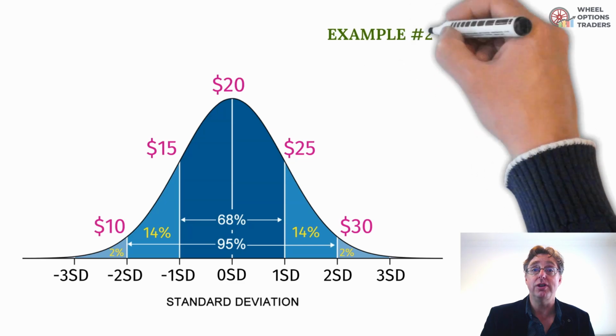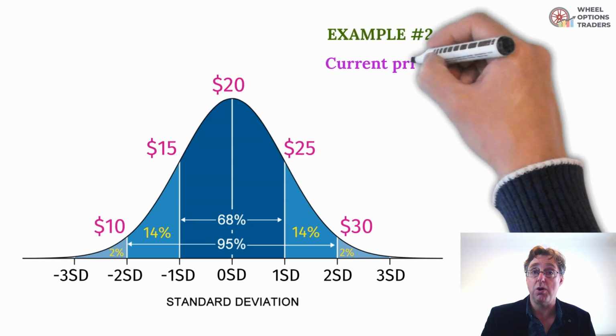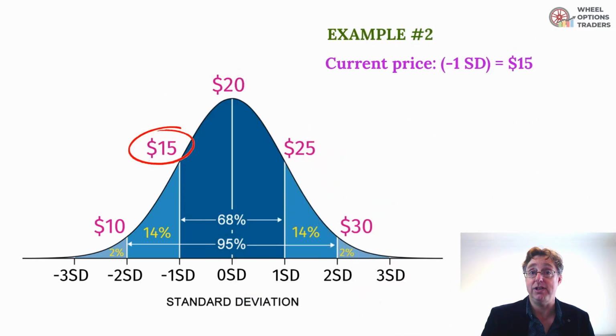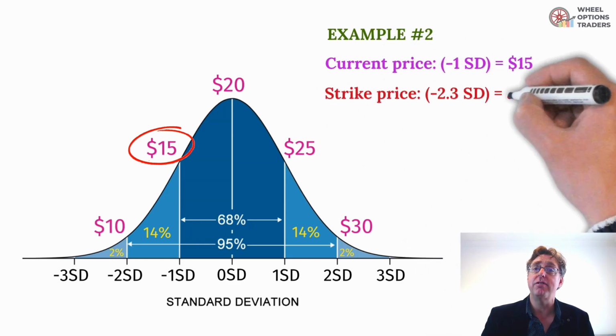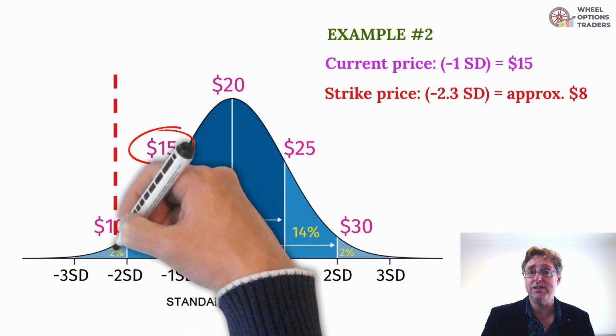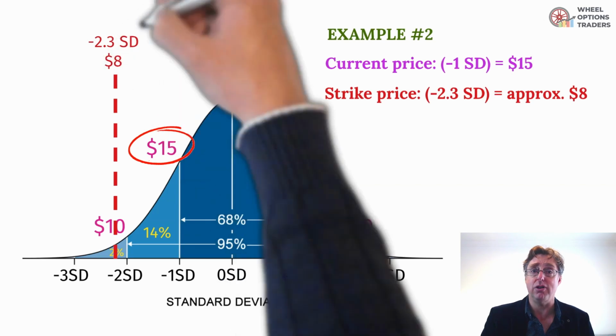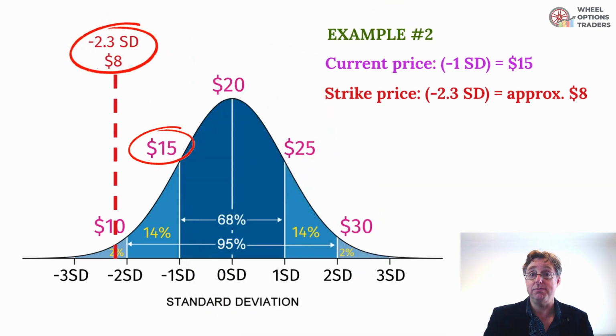Similarly, if the stock is currently trading at -1 standard deviation, that's $15, we'll be looking at around -2.3 standard deviations, so around $8. We'd need to check the simple moving average lines and other indicators to make sure that all this works, and also that the premium we receive is worthwhile. But you can see how powerful the standard deviation indicator is for entering trades at the right price.